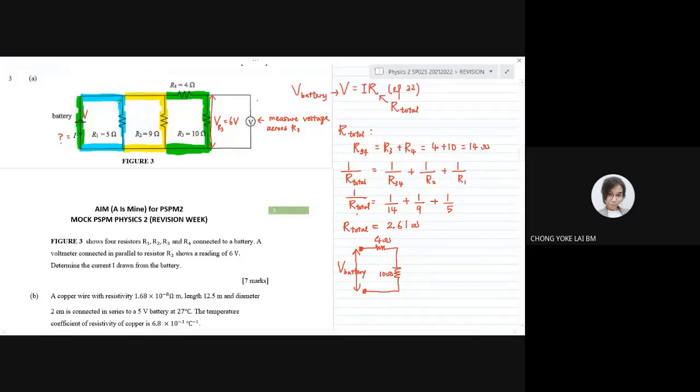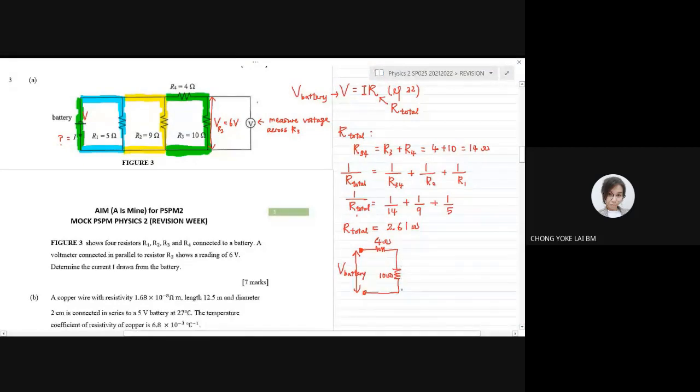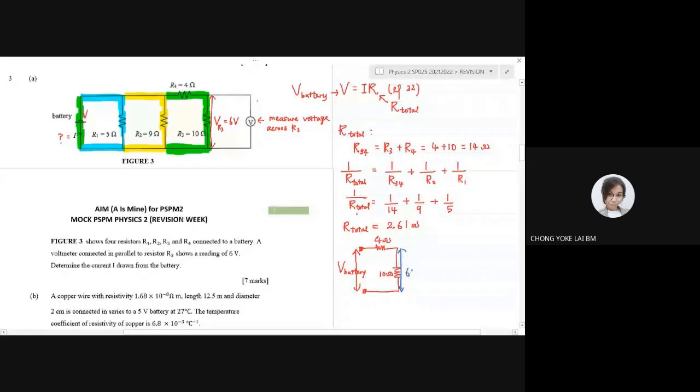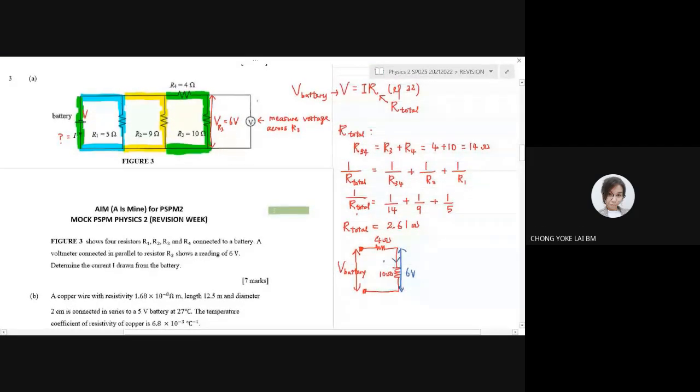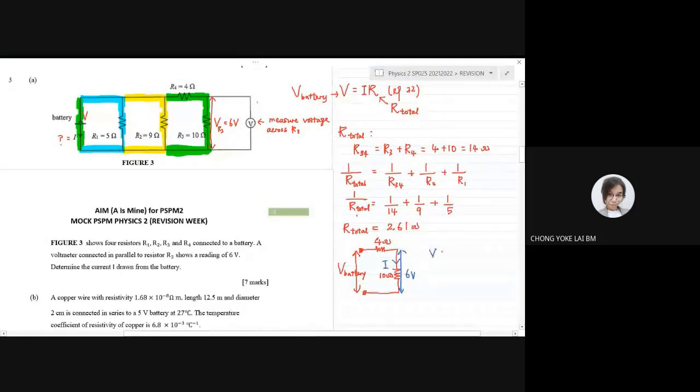Dan kita tahu, kita pasang voltmeter di sini dan kita dah measure voltage across 10 ohm ni adalah 6 volt. So I can calculate the current. Saya boleh dapatkan current yang flow ni. Yang flow melalui 10 ohm. So I have V equal to IR. So the voltage is 6 volt.